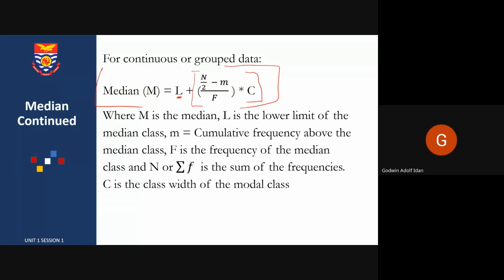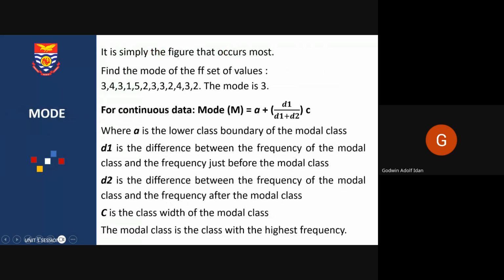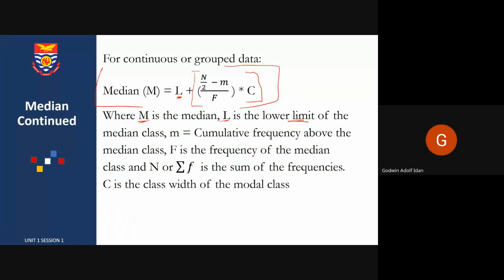For instance, the M in here is representing the median. Our L is looking at the lower limit of the class boundary. And then the M here is looking at the cumulative frequency above the median class. So take note of the meaning of the variables. When we are solving the example, we will come back to explain it further.